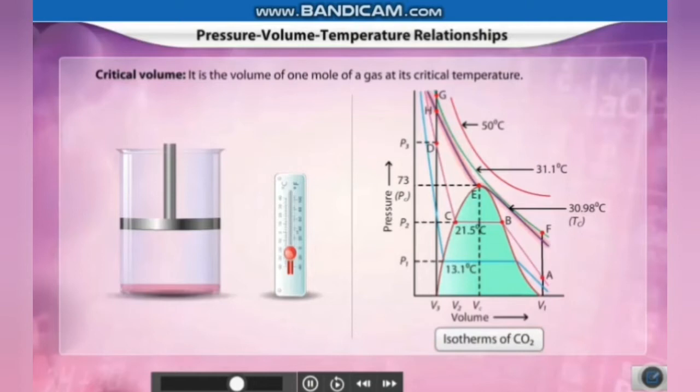Let us look at the behavior of carbon dioxide below 30.98 degrees Celsius. At 21.5 degrees Celsius, the carbon dioxide isotherm, you can see, has been divided into 3 parts. At point A, carbon dioxide is a gas, after which the volume of the gas changes along the line AB. That is, it decreases with the increase in pressure till the point B. At point B, it appears liquid at a particular volume.